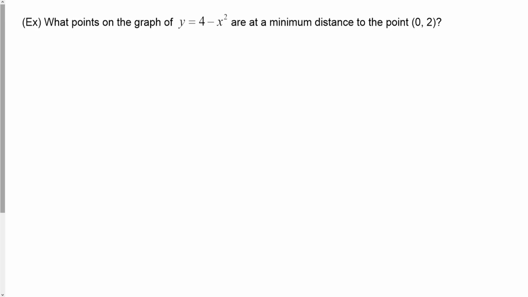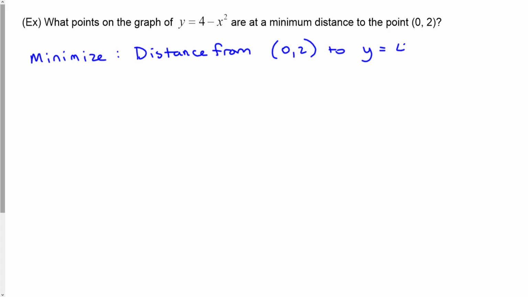So what we're trying to do is minimize the distance from the point (0, 2) to the function y equals 4 minus x squared.